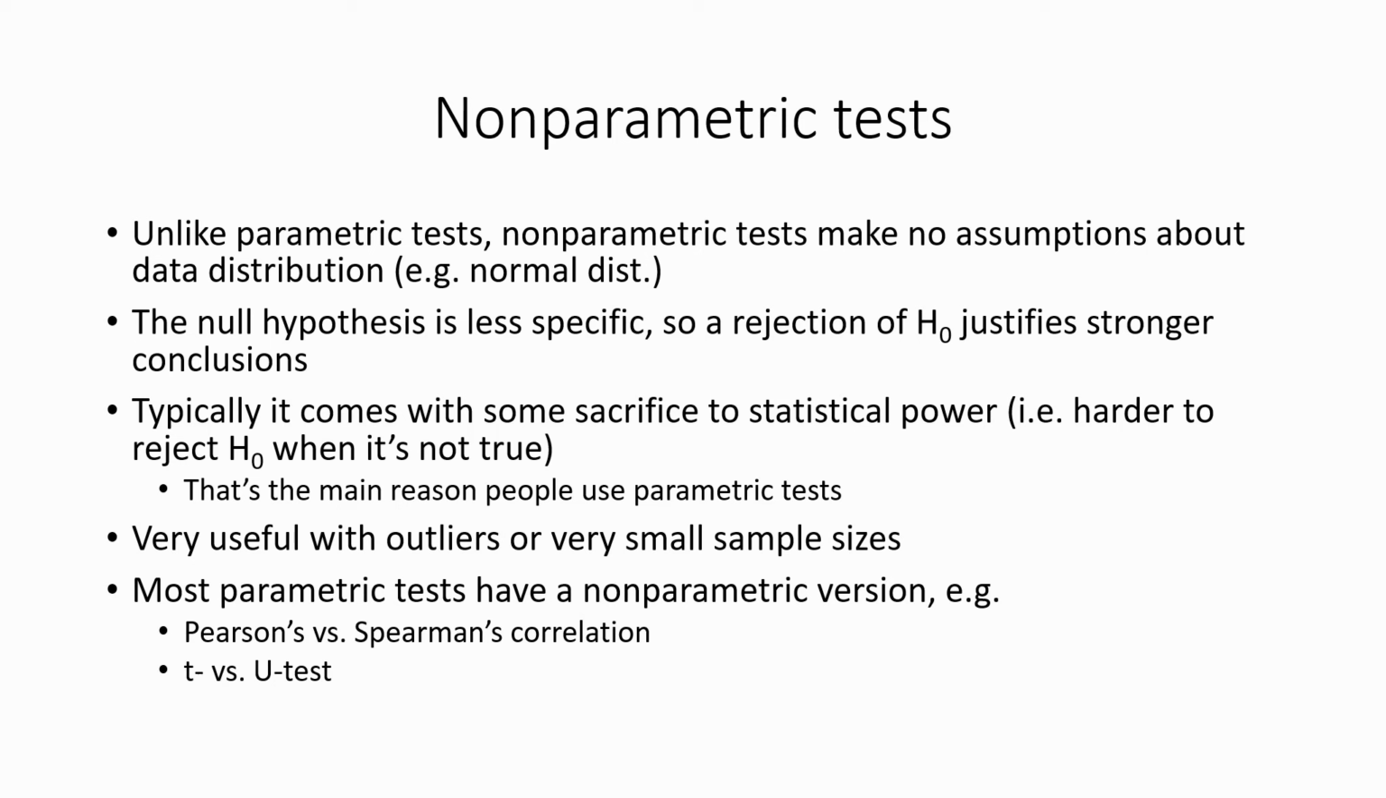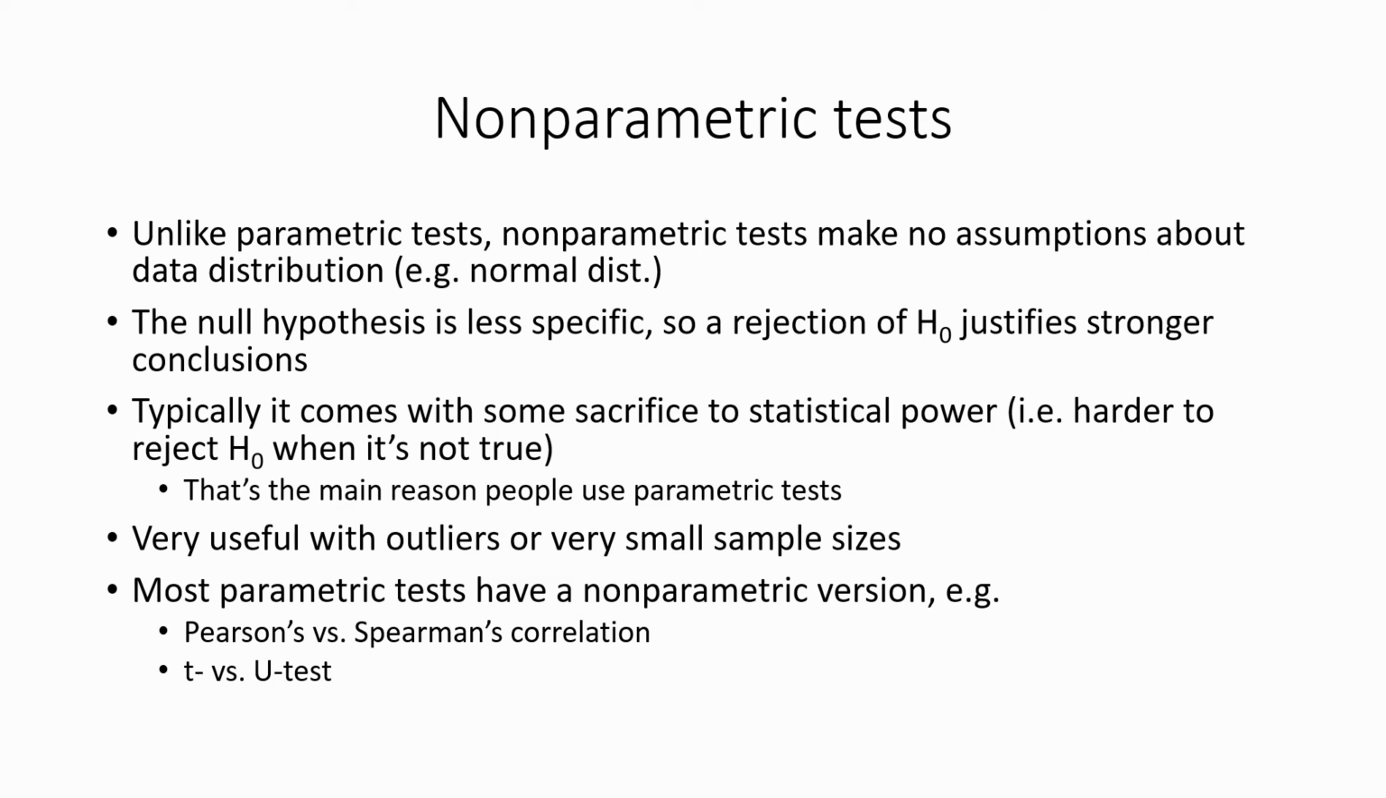For example, you will often have parametric tests like the t-test or Pearson correlation that assume normal distribution. And very often you will have a non-parametric version of these tests that doesn't assume any distribution. For example, in the case of Pearson's correlation, you can have Spearman's correlation, and instead of a t-test, you can have a u-test, which are the non-parametric versions of the same tests.